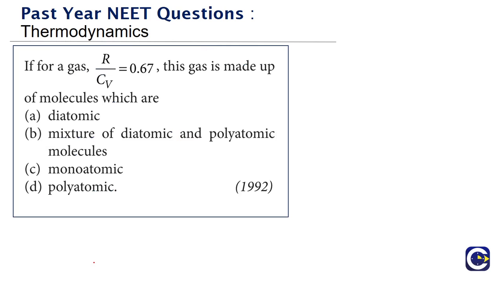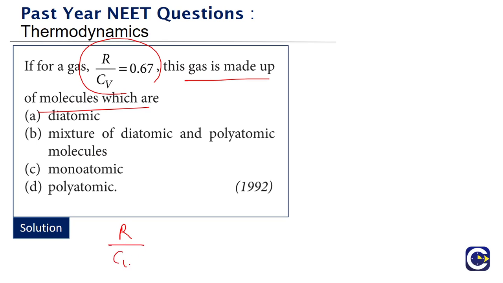Next we have another question based on the CP-CV relation, or the gamma relation. For a gas, R by CV is equal to 0.67. By looking at this relation, we should comment on what this gas is made up of. So R by CV is 0.67.